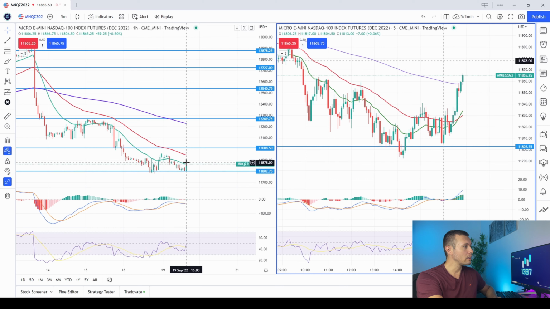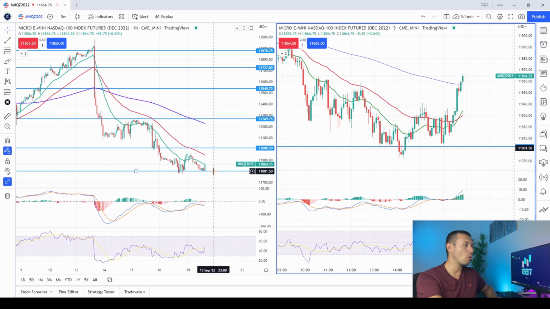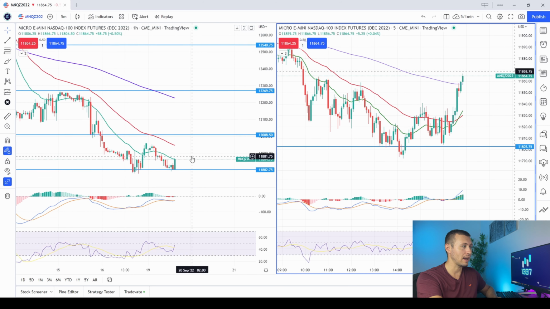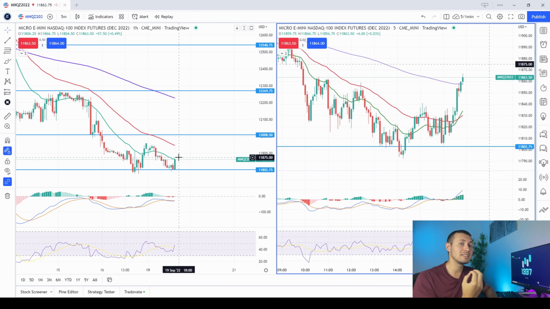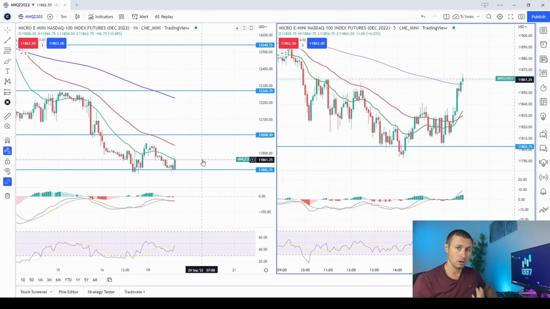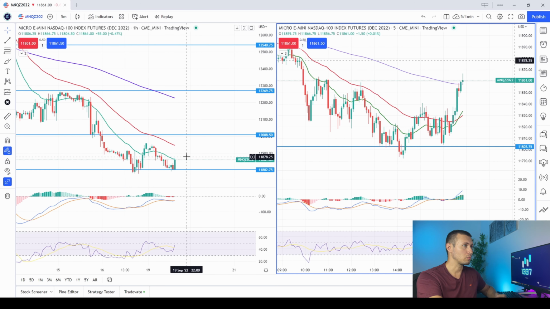So since we are in a downtrend, I will not be going long, because it's against the trend, until I see a proper confirmation, until I see some signs like now that we had. So that is the only time when I will be going against the trend, when I see some strong counter signs or signs of reversal.